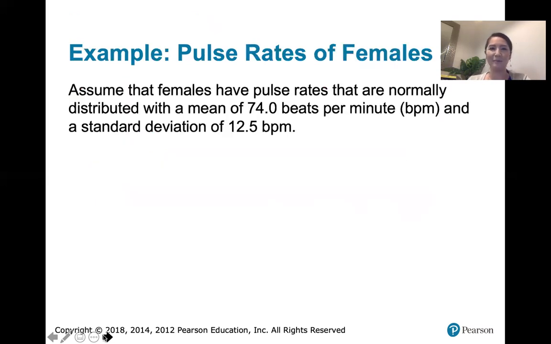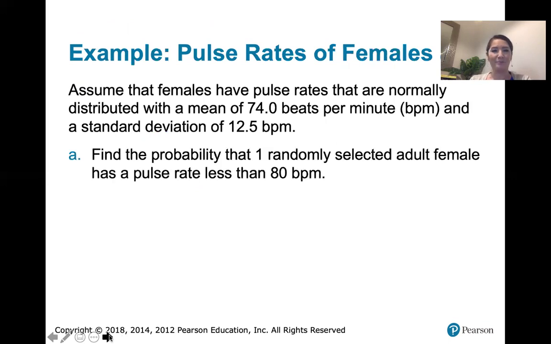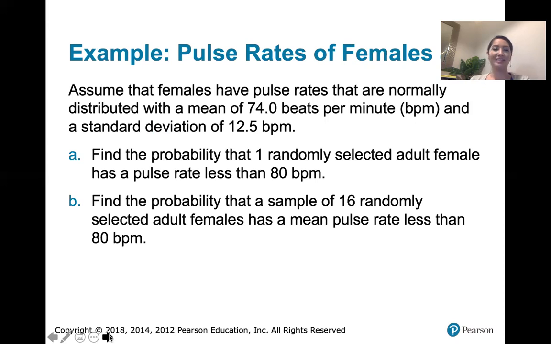So here's an example. Let's say we have females and we're told that their pulse rates are normally distributed with a mean of 74 beats per minute and a standard deviation of 12.5 beats per minute. In part A, we're asked to find the probability that one randomly selected adult female has a pulse rate that's less than 80 beats per minute. In part B, we're asked to find the probability that a sample of 16 randomly selected adult females has a mean pulse rate that's less than 80 beats per minute.